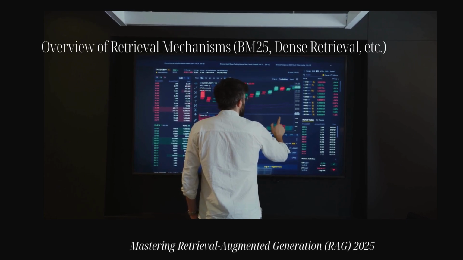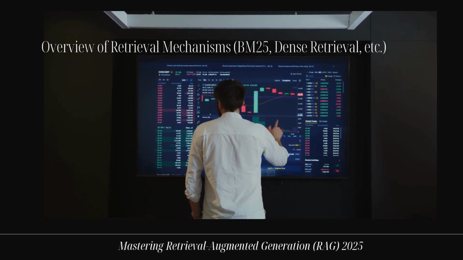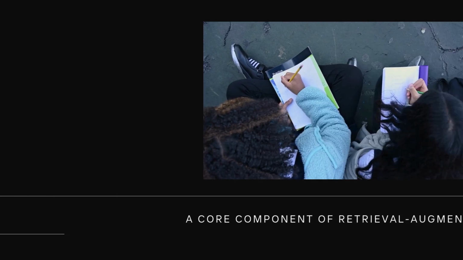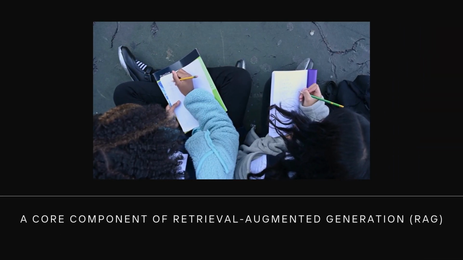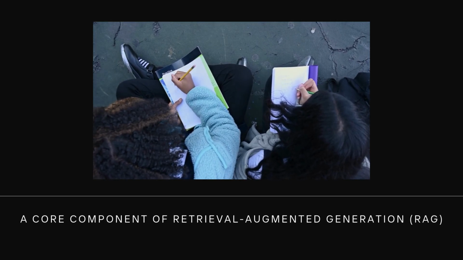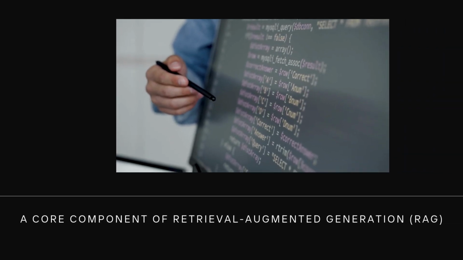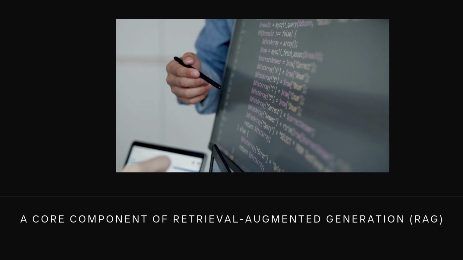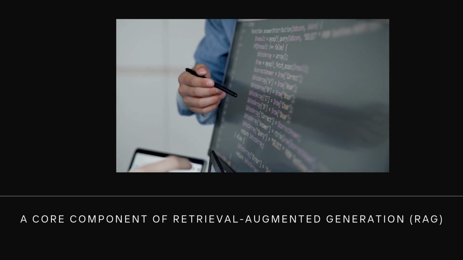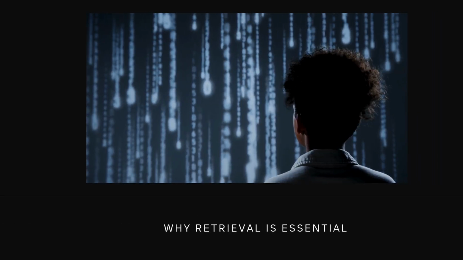Hello and welcome to this session on retrieval mechanisms, a core component of Retrieval-Augmented Generation, RAG. Today we'll break down the different types of retrieval methods, including BM25, dense retrieval, and others, to understand how they enhance the generative capabilities of AI models. By the end of this talk, you'll have a clear understanding of how retrieval mechanisms work, their evolution, and their significance in building more accurate and contextually aware AI systems.